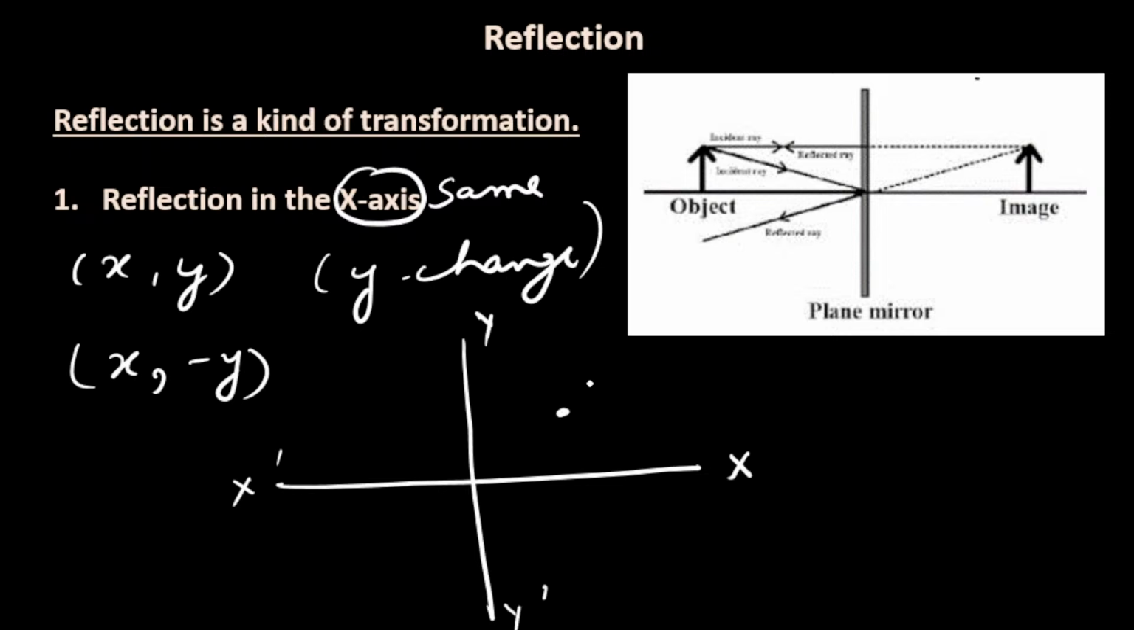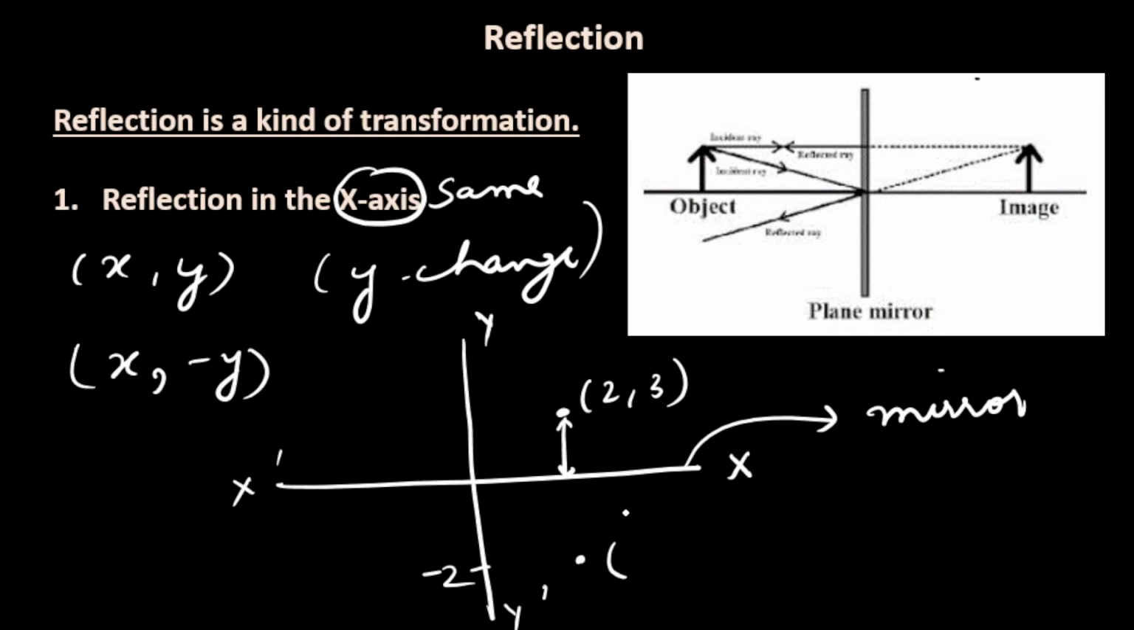Now if I have some point here, 2 comma 3. I told you the x-axis is acting as a mirror because reflection is happening in the x-axis. So where will its reflection take place? This is 2 units this side, so on the other side of the mirror it will be 2 units. Here you have to see the points. So here you have x, 3.